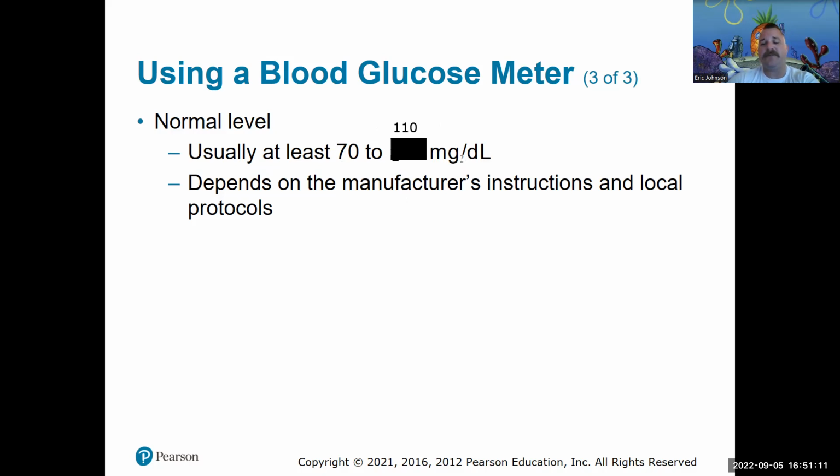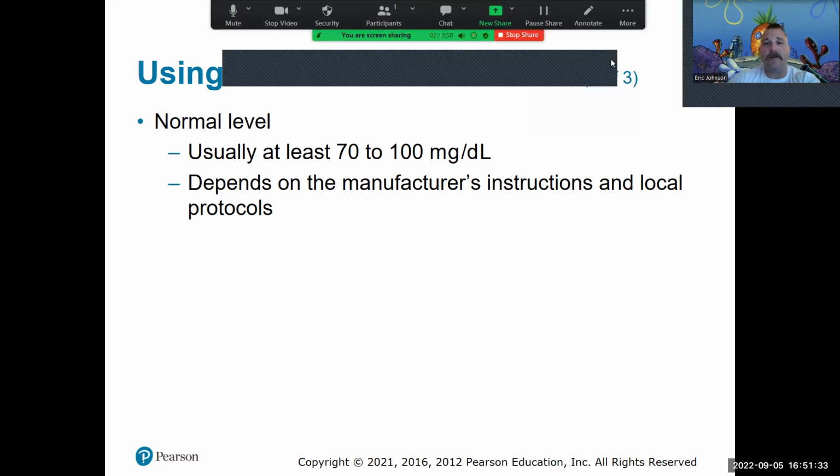So mg/dL, that's milligrams per deciliter. So we're checking how many milligrams of glucose per deciliter of blood, because we're only taking a very small amount. We're taking something that would not be traditionally measurable with anything that we would normally use. We're talking about something that is far smaller than even a cubic centimeter or cc. It's very, very small.